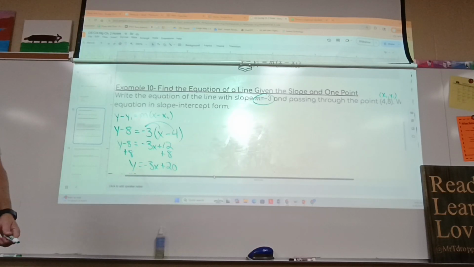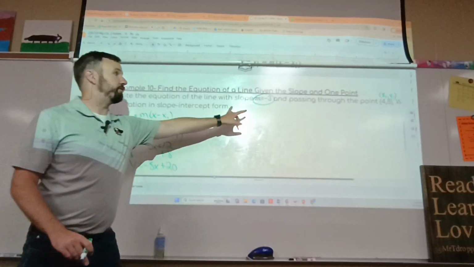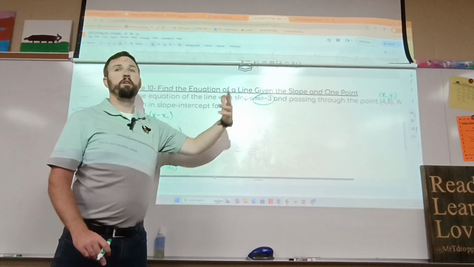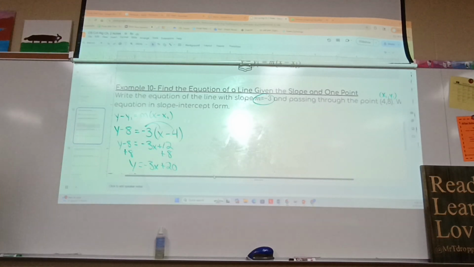Now, if you had graph paper and you needed to find a y-intercept, could you also graph this given the slope and the point? You could. That works as well. There's more than one way to do most of these problems.